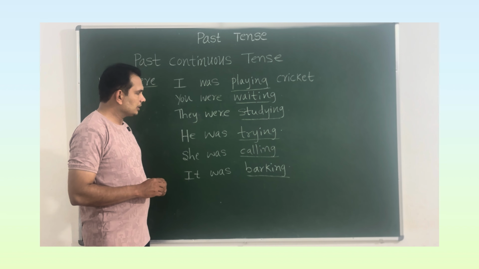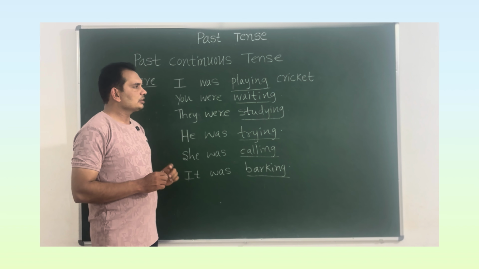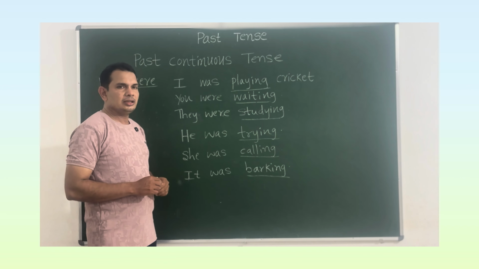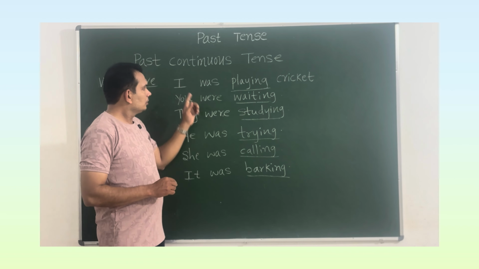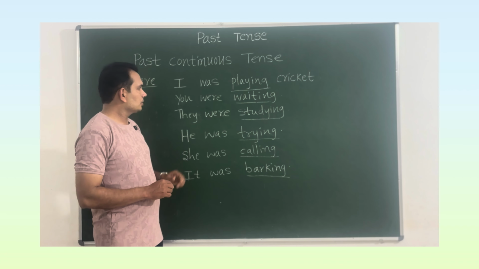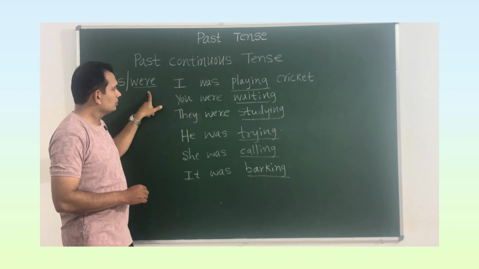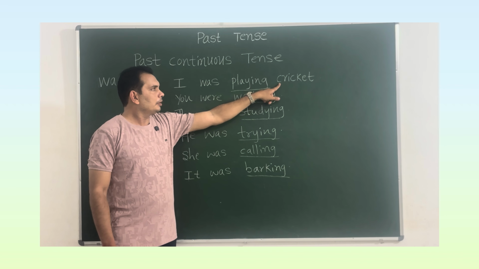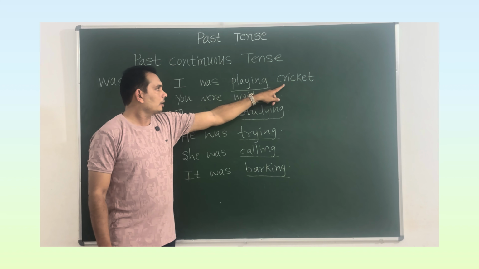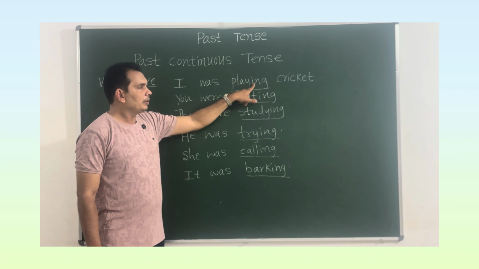This way, we form negative sentences in the past continuous tense. If you know how to form positive sentences in the past continuous tense, it will be very easy for you to write them in the negative. Moving ahead with the topic, let's learn how to form interrogative sentences in the past continuous tense. When we form questions in the past continuous tense, we use the auxiliaries was and were. I was playing cricket. When we make it an interrogative sentence, it becomes, was I playing cricket? We have to change the order of the sentence. Was I playing cricket?